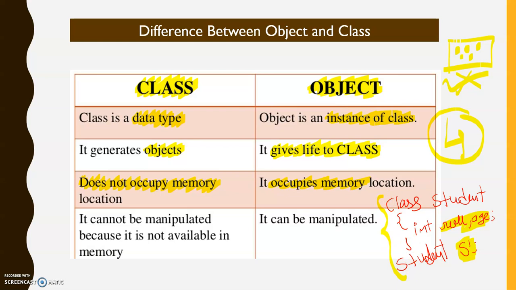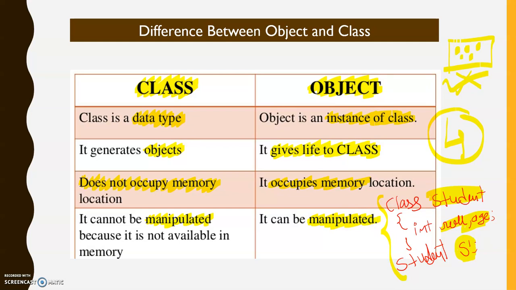And the last point is that a class cannot be manipulated because it is not available in memory. Like, I cannot change the name of the class, right? But yes, I can definitely change the values of the S1 object. I can change the roll number. I can change the age. I can modify the roll number, right? So you can manipulate it.